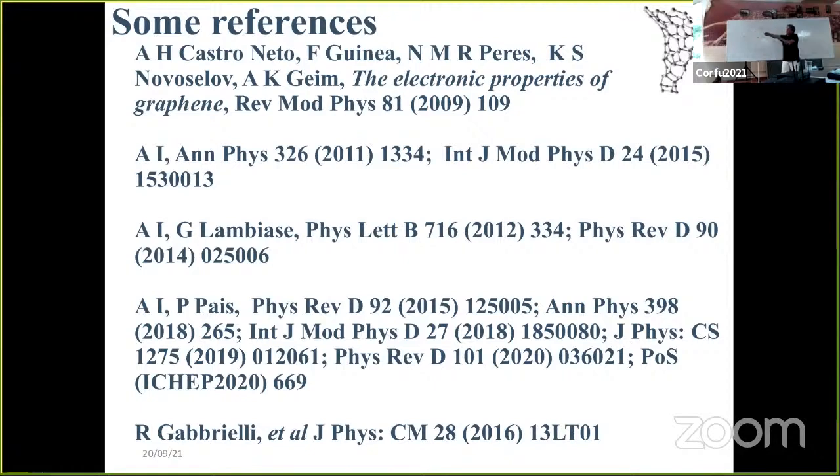This is the famous paper where the two discoverers, Novoselov and Geim, and the theorist that explained to them what they had done, Paco Guinea, wrote this beautiful review. So if you want to know about the basic stuff of graphene and how it realizes a special relativistic system, it is in this, although it's old, all the basics are there. And this is where the wild story of graphene started.